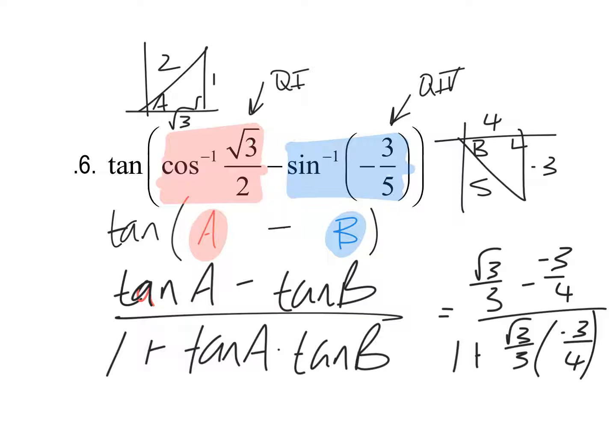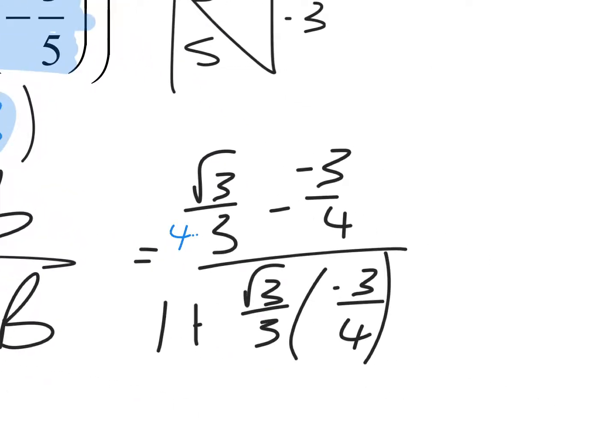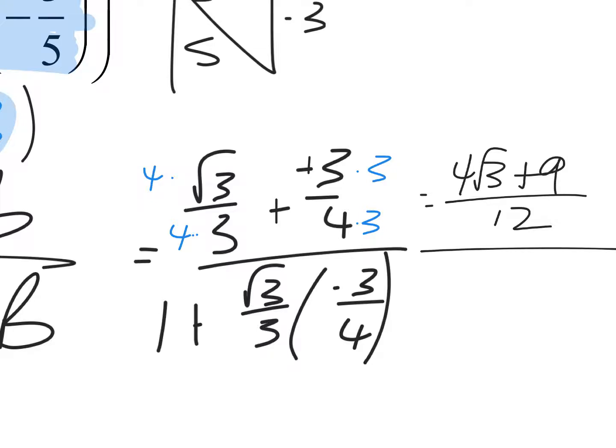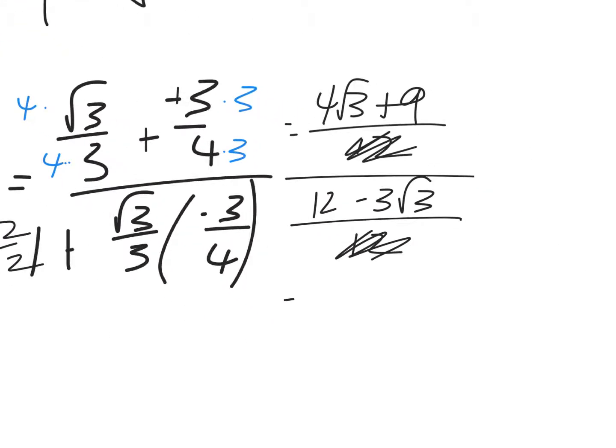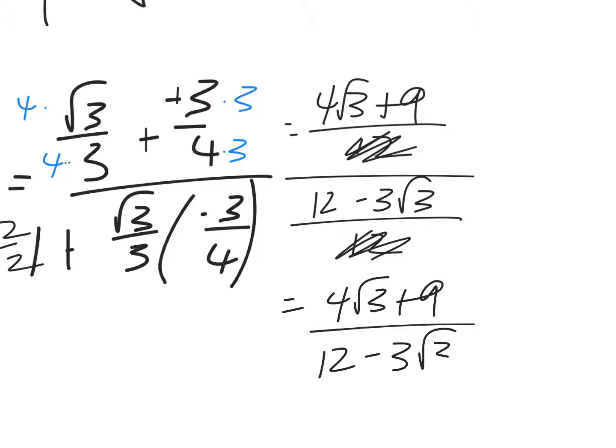So algebraically, just need to clean this thing up a little bit. I'm going to get a common denominator here on the top. That's going to change me into, again, I have a plus positive here. The minus negative cancels. 4 radical 3 plus 9 over 12. In the denominator, I'm going to change this whole number 1 to 12 over 12. And negative 3 times root 3 is going to be 12 minus 3 root 3 all over 12. And my 12s cancel. Okay, so my final answer for this is 4 root 3 plus 9 over 12 minus 3 root 3. And yes, we do need to rationalize this.